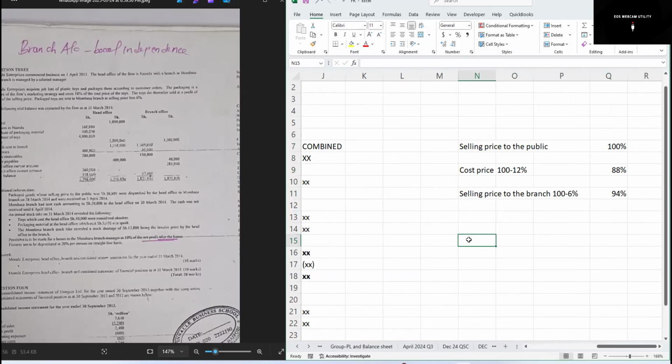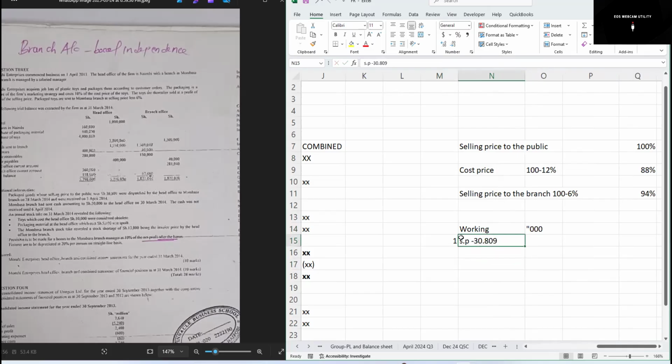So with that information alone, what is the cost price and the selling price to the public? We have been given, let's say, note one. So we will have our working here. Note one: selling price to the public is 30. Can we cut all the zeros? We cut 3 zeros. So it will be 30.809. Now this one is the selling price to the public.